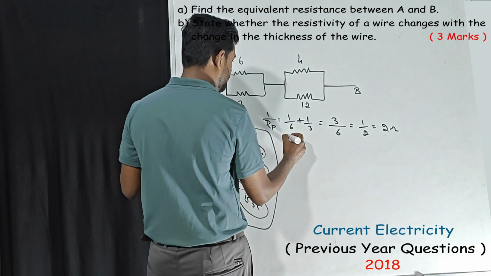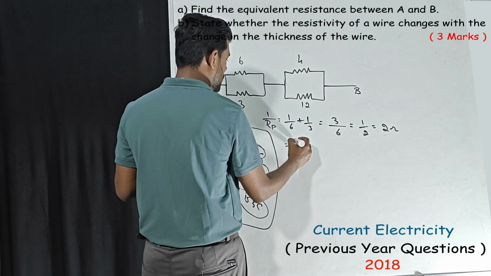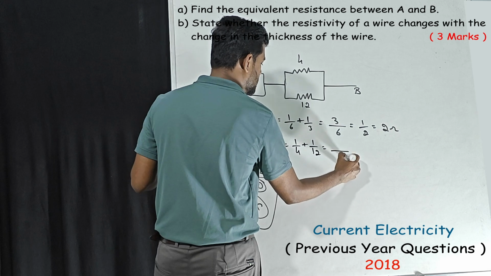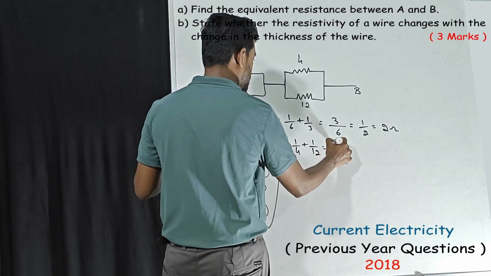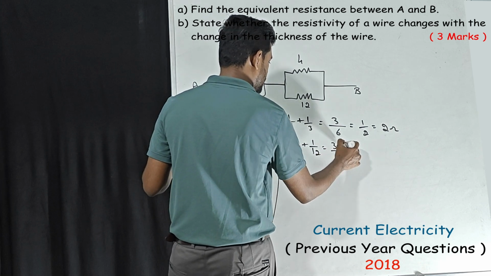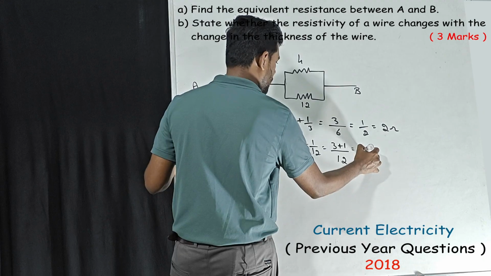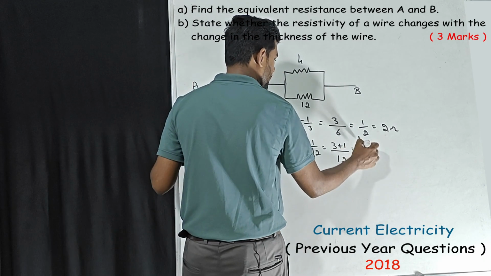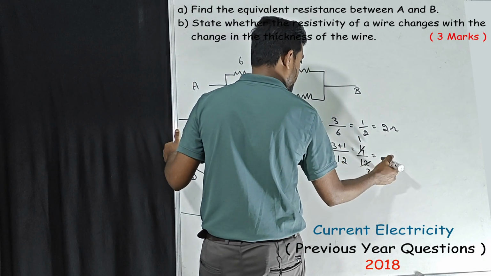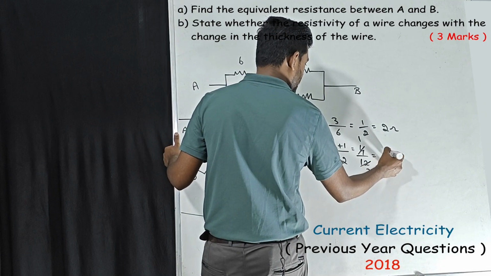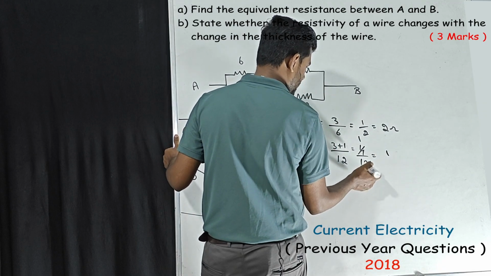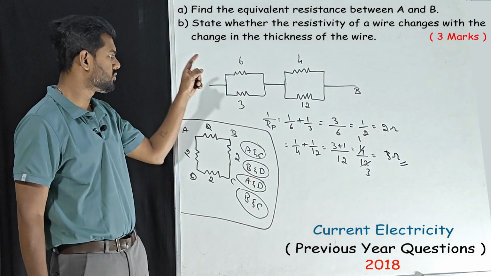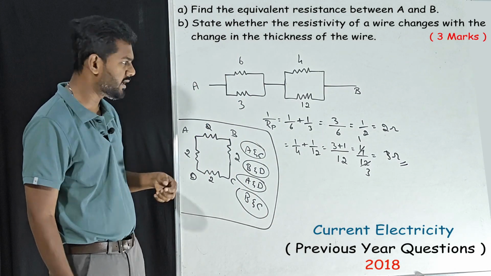Next we'll go for this one, 1 by 4 plus 1 by 12. The LCM is 12, so this becomes 3 plus 1, that is 4 by 12. We cancel it to 1 by 3, and we have to take the reciprocal, right? That is 1 by 3 becomes 3 ohm. So these two we have separately calculated, correct.